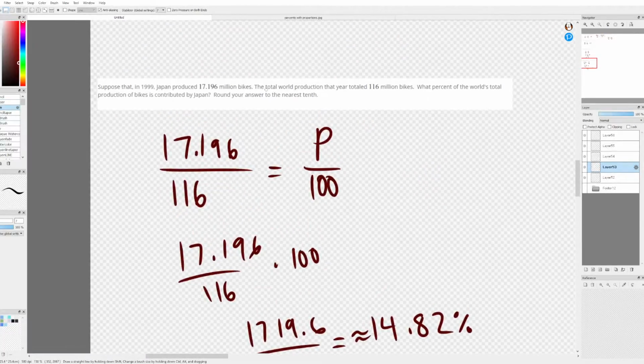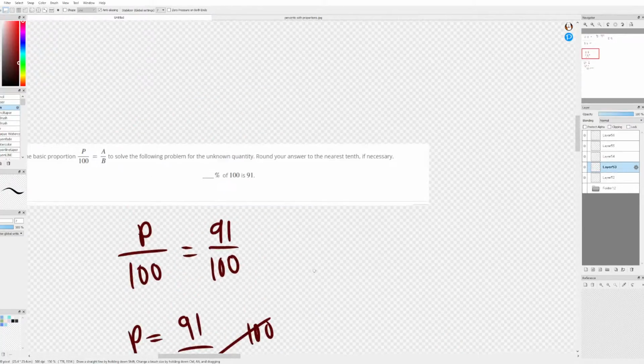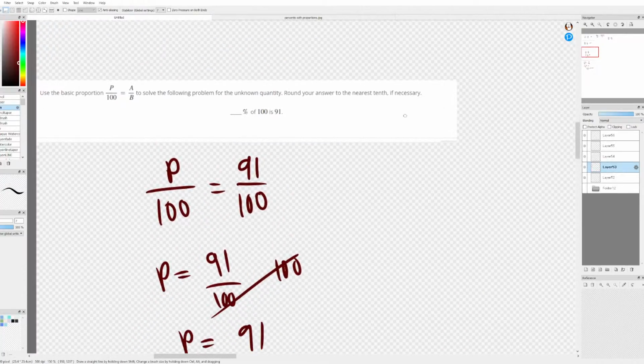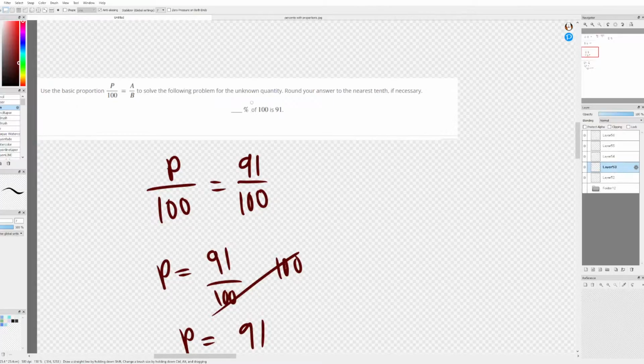And then we can look at some of the example problems that we had. Like percent of 100. The of is going to be on the bottom, like of 100 on the bottom.